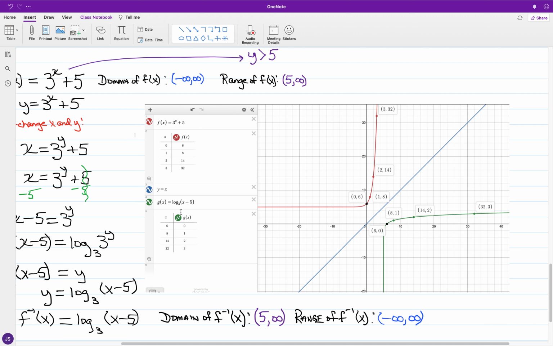And if I take the base 3 logarithm of x minus 5, guess what? I got 6, 0; 8, 1; 14, 2; and 32, 3. And notice we have an interchange of values for what we had for x and y throughout. Again, those curves will have symmetry with respect to the line y is equal to x. So those are just some of the visual applications regarding how exponential functions behave with respect to their inverses, namely their corresponding logarithmic expressions.